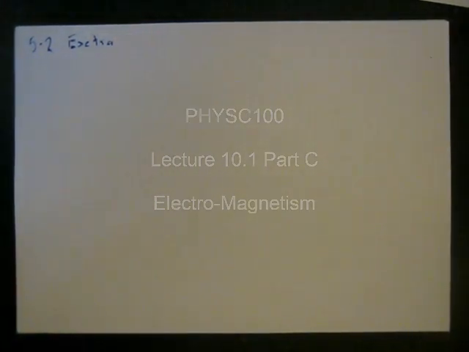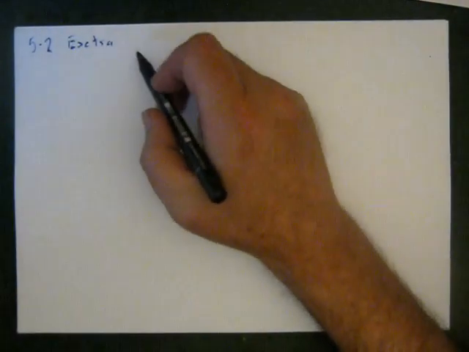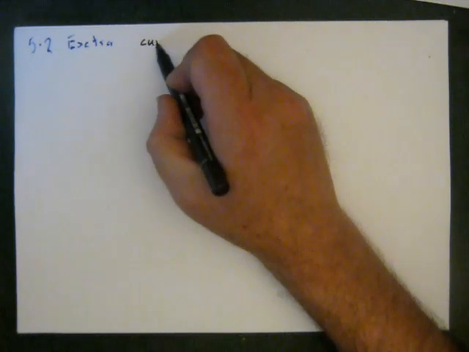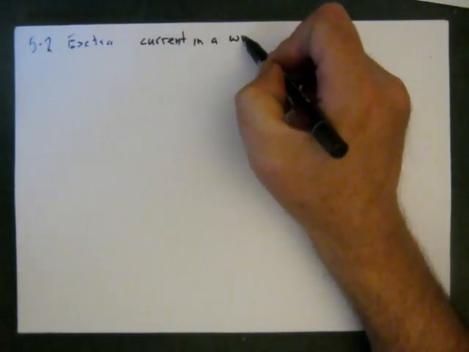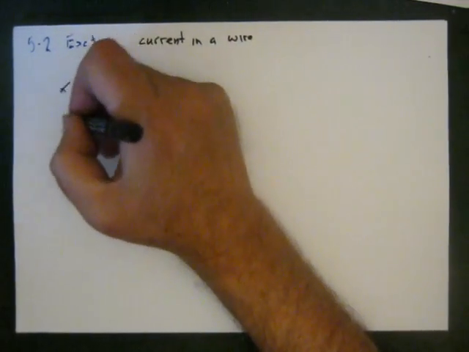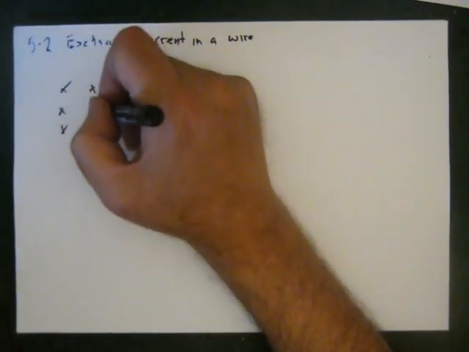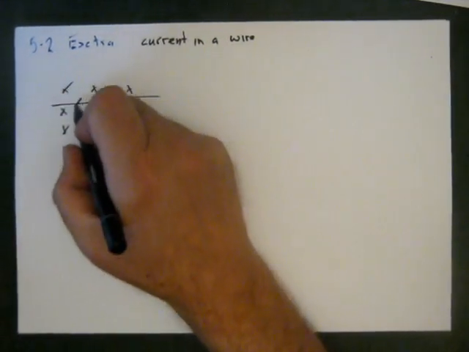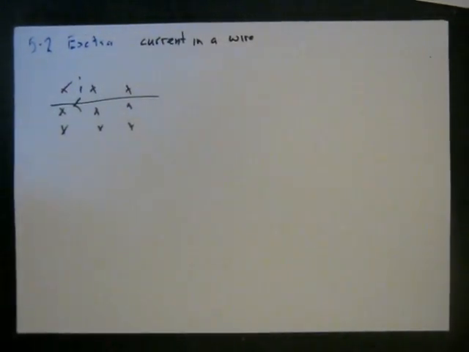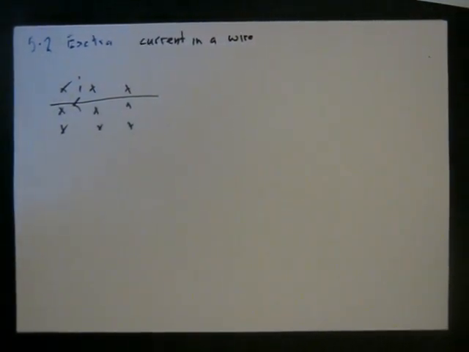So let's just add a little bit extra to 5.2. Remember, we're talking about charged particles in a magnetic field. What about current in a wire? Current in a wire in a magnetic field. So imagine that I've got our magnetic field again, and I've got a wire going through there with a current in it.